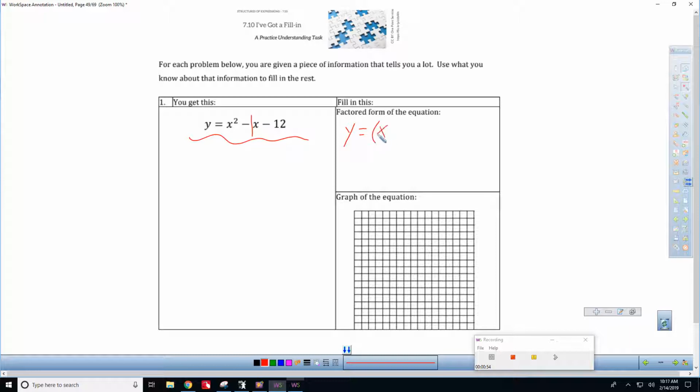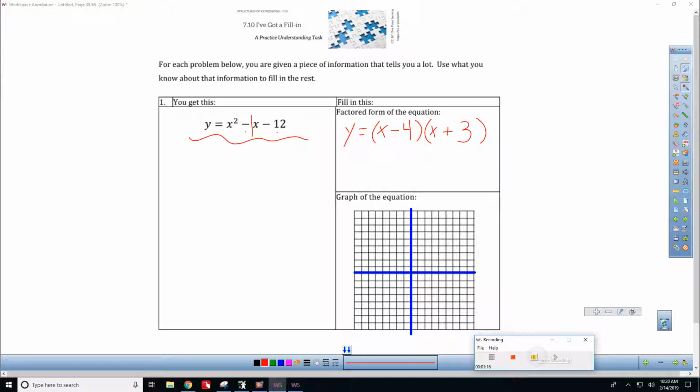Carson, do you know what those are? Yes. X minus 4 and X plus 3. Two numbers that multiply to be negative 12 and add to be negative 1. Okay? All right, well, what does that do? Hold on a second. Okay, just needed to add some axes. What does that tell us?